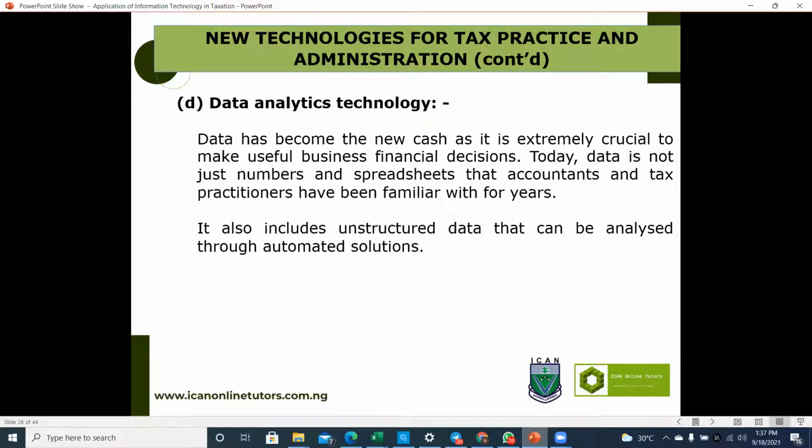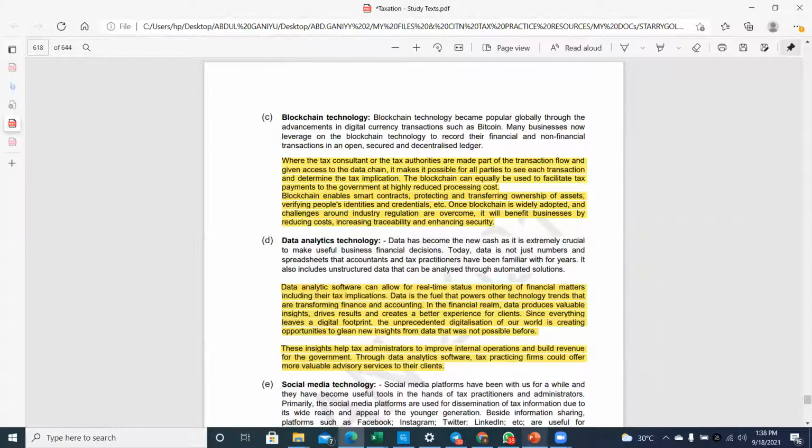We all agree that data has become the new cash, as it is extremely crucial to make useful business financial decisions. In today's world, data is not just numbers and spreadsheets that accountants and tax practitioners have been familiar with for years. It also includes unstructured data that can be analyzed through automated solutions. Data analytic software can allow for real-time status monitoring of financial matters, including their tax implications. It is the fuel that powers other technology trends that are transforming finance and accounting.